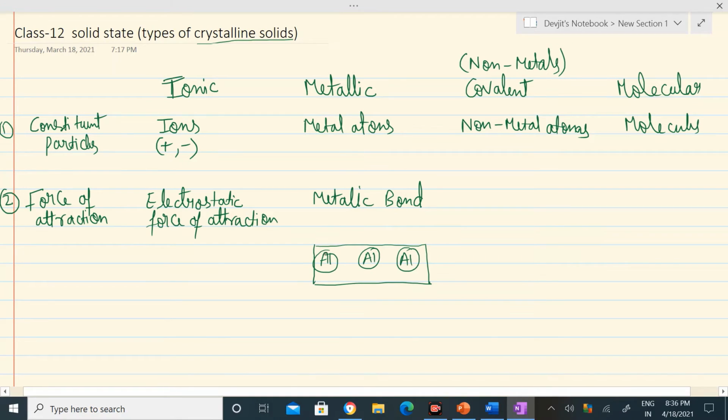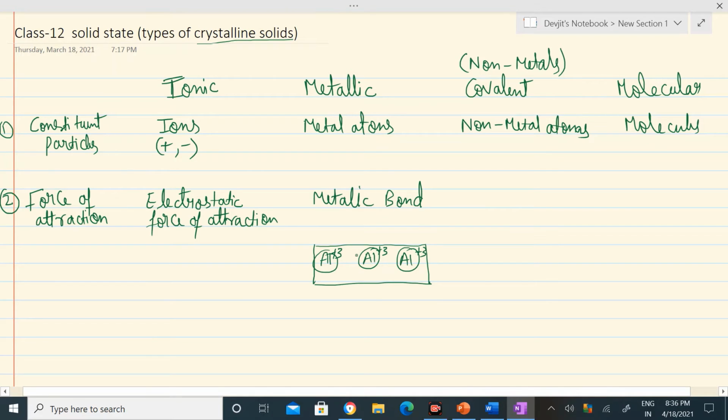Who makes the metallic bond? What we have studied in class 10: metals are those which have a tendency to lose electrons, and non-metals are those which have a tendency to gain electrons. So aluminum is a metal, it has a tendency to lose electrons. How many electrons does aluminum have a tendency to lose? It is 3 electrons, to complete its previous shell's octet. So it will lose 3 electrons, and its state will be plus 3.